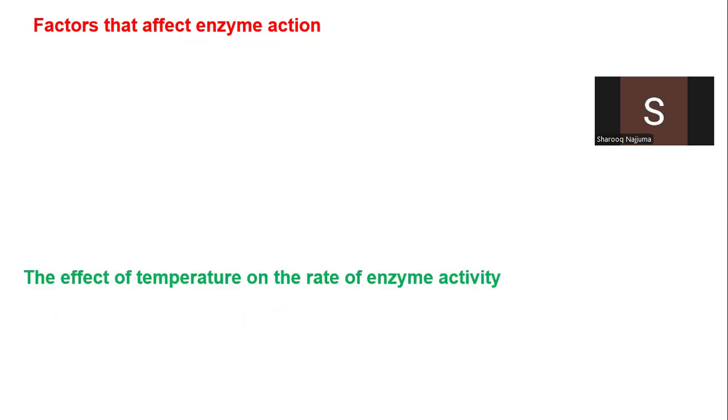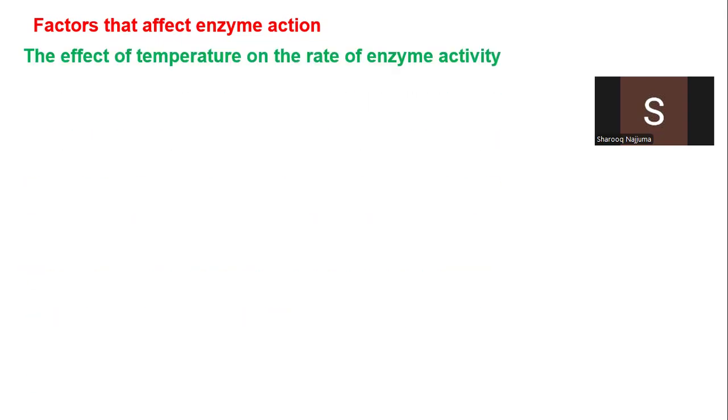We are going to look at 4 factors. We have temperature, pH, enzyme concentration, and substrate concentration. So let's start with the first factor, which is temperature. The effect of temperature on the rate of enzyme activity.